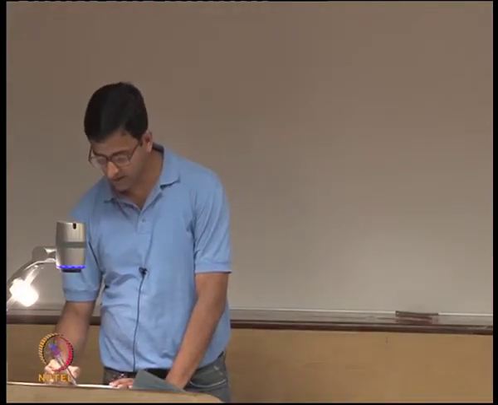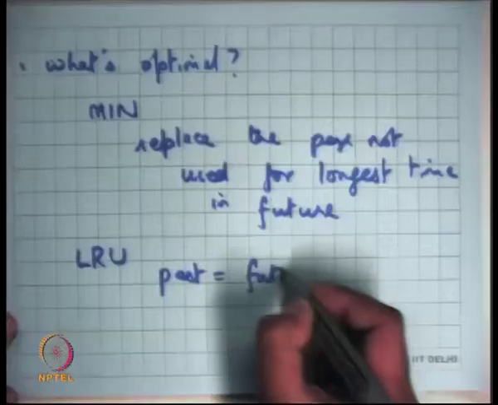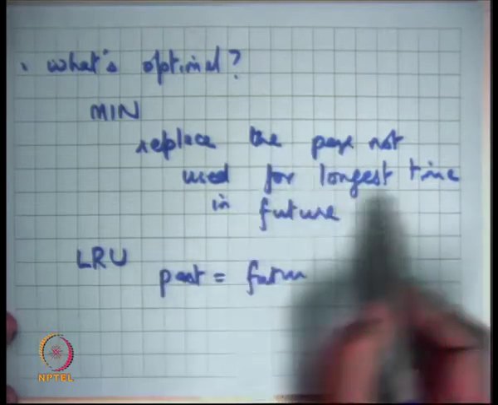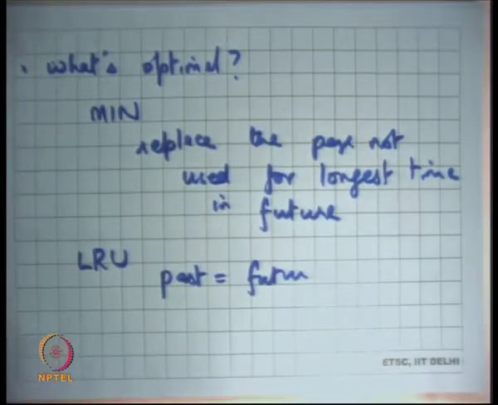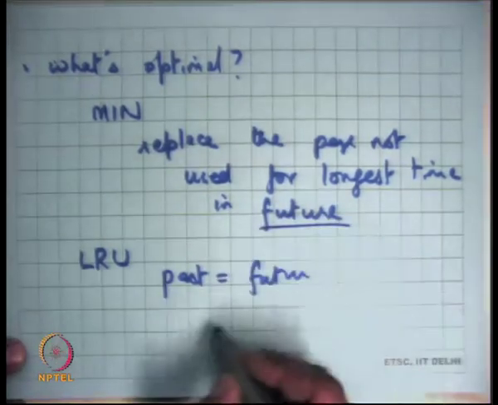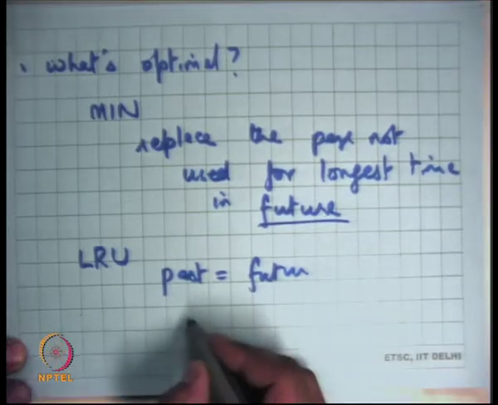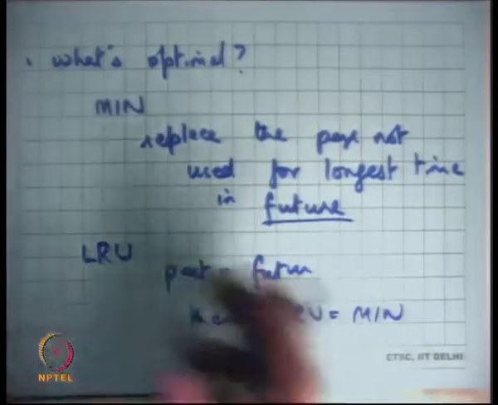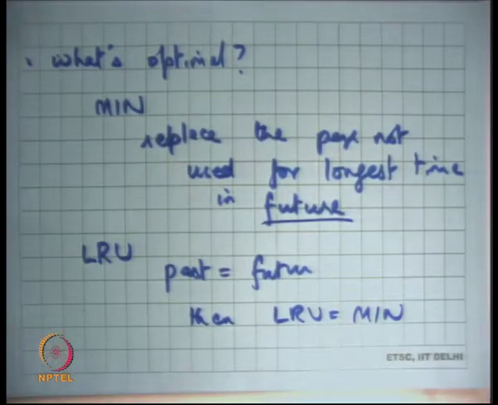So if I were to make this assumption that past is equal to future, then instead of saying replace the page not used for longest time in future, say replace the page not used for longest time in past. Whatever is the page that has not been used for the longest time in the past, that's the page you will replace, right. So just replace future with past. If past is equal to future, then LRU is equal to min. If past is roughly equal to future, LRU is roughly equal to min, all right. So that's the idea.